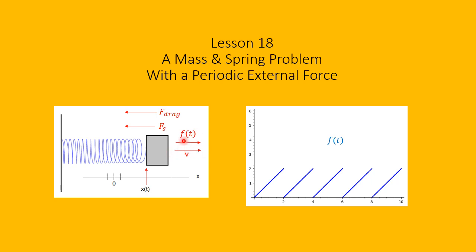And we have an external force F of t. Maybe we have a rocket engine attached to this mass in some way to provide an external force. In the problem that we're going to look at, this force F of t will be periodic with period 2. We can handle periods of other sizes also. But we'll look at this type of function to begin with.